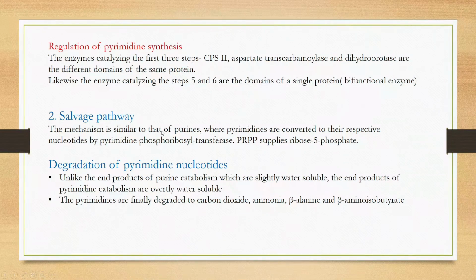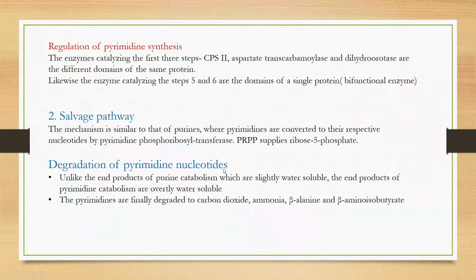Now the salvage pathway. The mechanism is similar to that of purines, where pyrimidines are converted to their respective nucleotides by pyrimidine phosphoribosyl transferase, and PRPP supplies the ribose 5-phosphate.